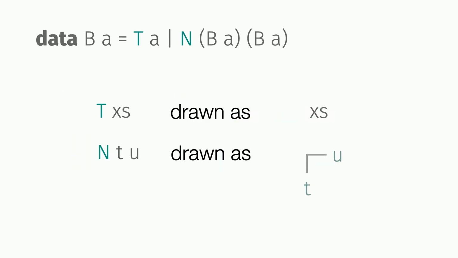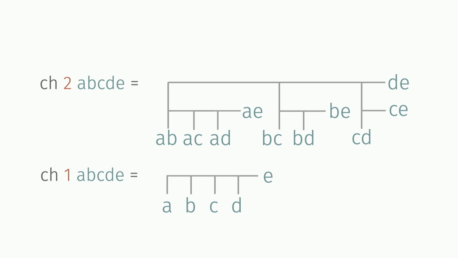So later on the slides, a tip is just going to be drawn by its value, and a node having 2 subtrees is going to be drawn like that. The left subtree will be at the bottom, and the right subtree will be drawn on the right. So this is what happens when we do choose one of ABCD.